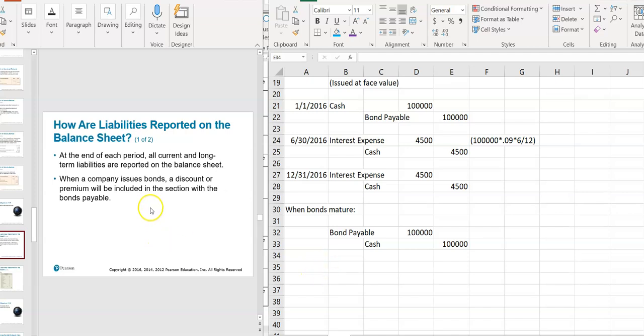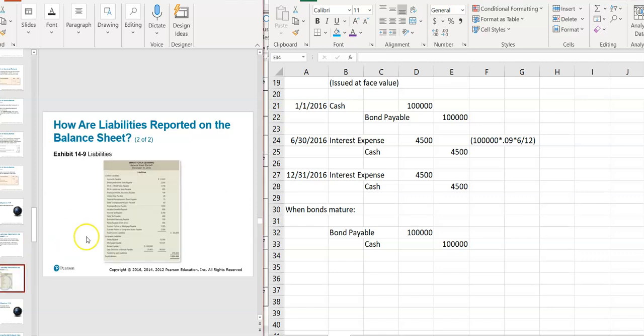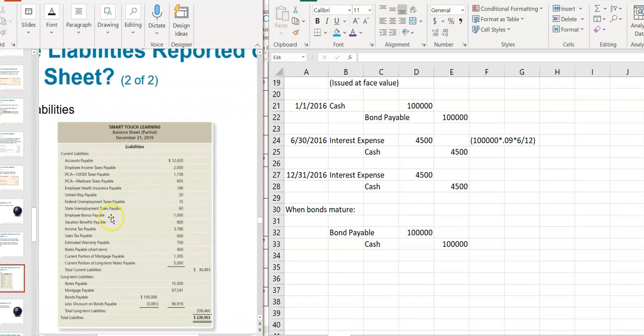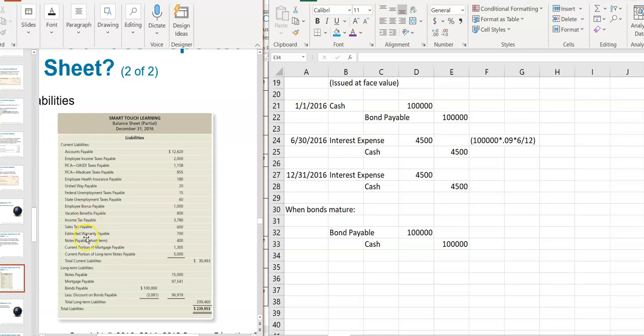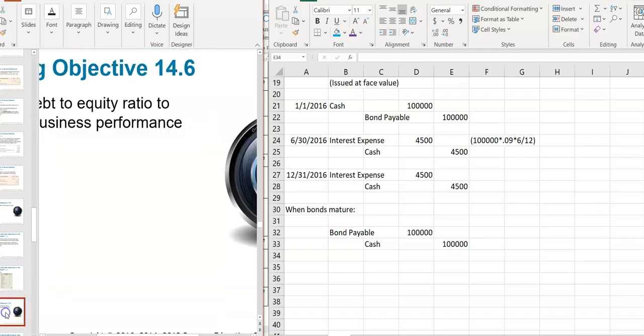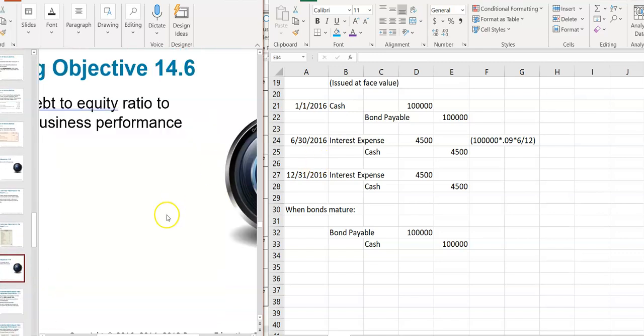And then just remember that long-term liabilities are separated from current liabilities on the balance sheet. But if there's a piece of it that's due within the next year, it would be moved up to the current side. Okay, so we've got here just an example. They have all their current liabilities, and then here are their long-term liabilities. They have a note, they have the mortgage, they have the bond. In this case, this one has a discount, so they subtracted it out, but then those are added up to get their long-term liabilities. And that is it.